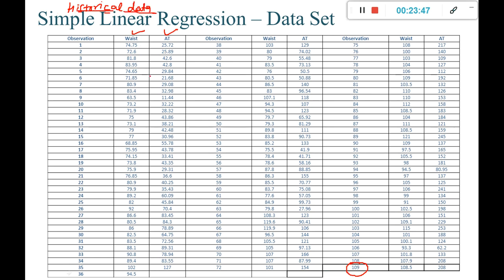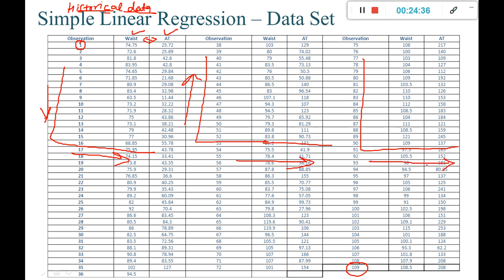Now from this historical data, we have to find out what is the relationship between this AT and waist for every value given over here. From the first observation to the 109th observation, what is the relationship we are getting between AT and waist? If as waist is increasing, AT is increasing, good. If waist is increasing, AT is decreasing, it is also good, because good means we can build a model.